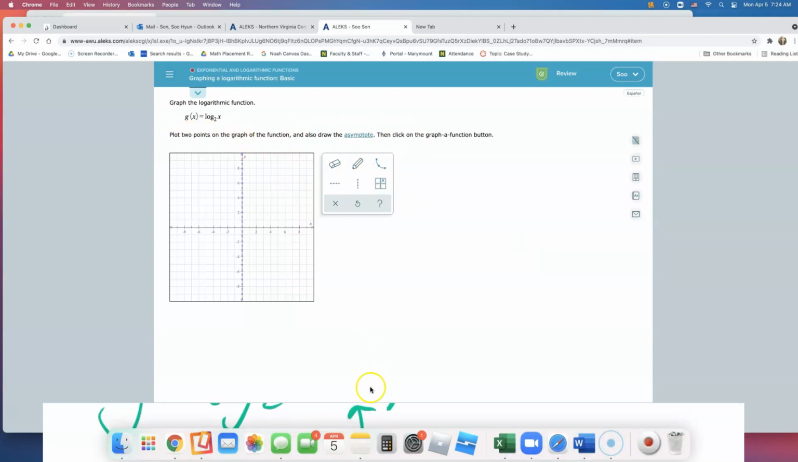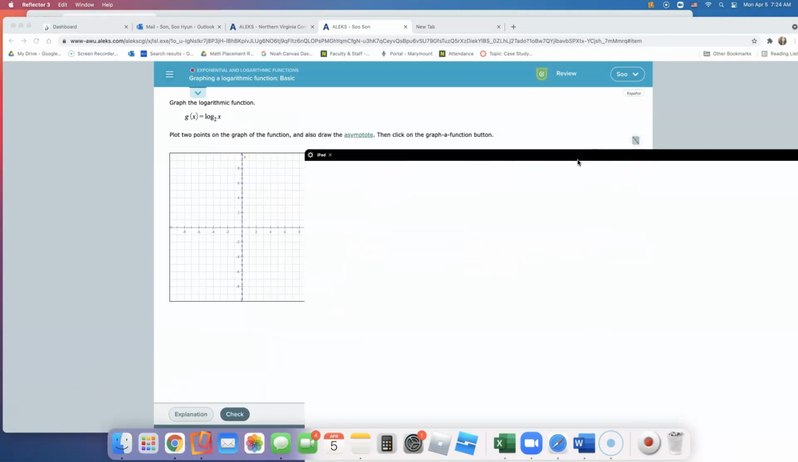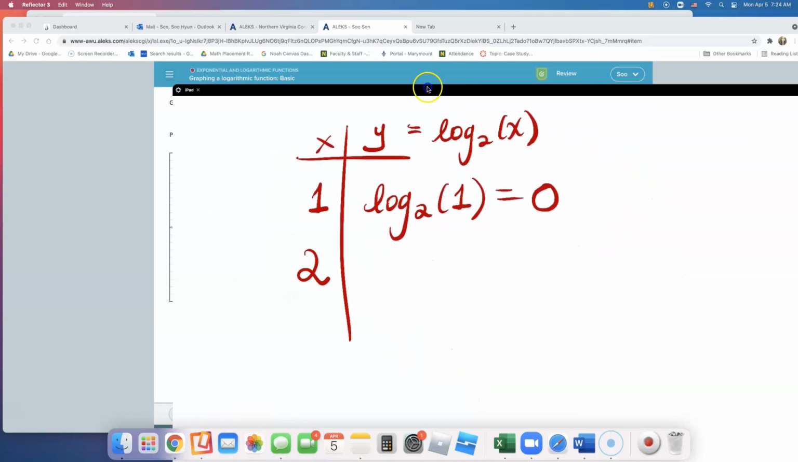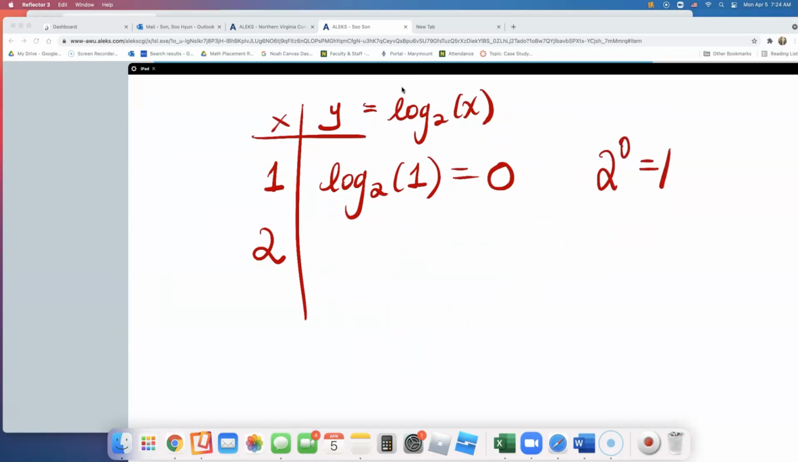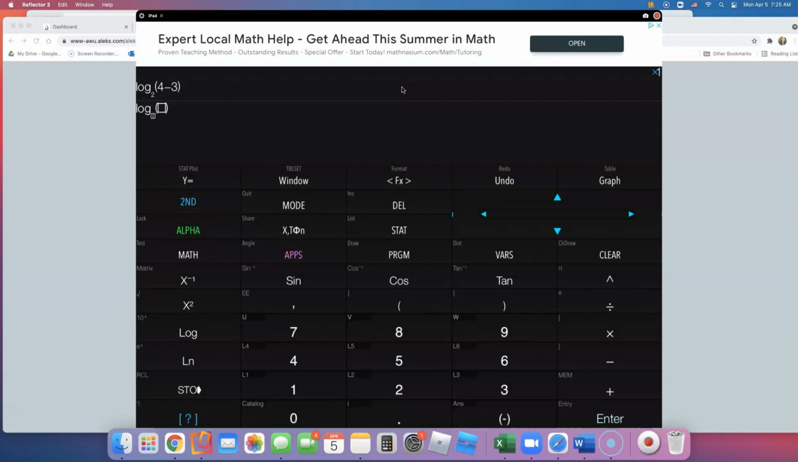Plotting a point is nothing more than plugging in some values. Remember, the argument can never be negative, and it cannot be 0 either. So I will plug in 1 and 2 into this function, log base 2 of x. What is log base 2 of 1? That is 0. Why? Because 2 to the 0 power is equal to 1. If you didn't know how to evaluate that, I hope you have a graphing calculator to evaluate it yourself.